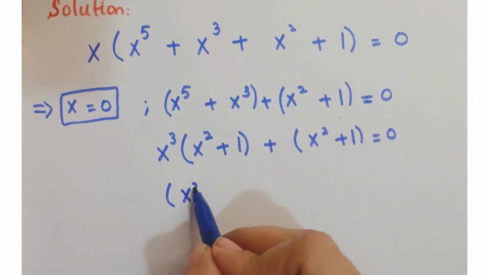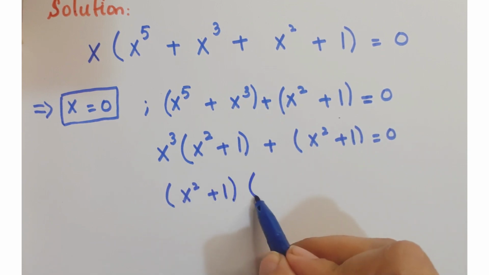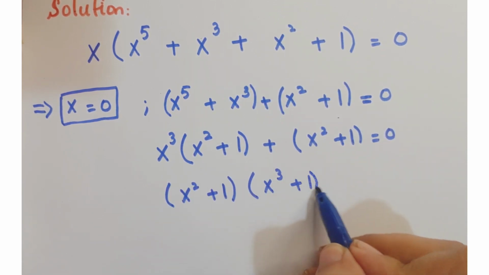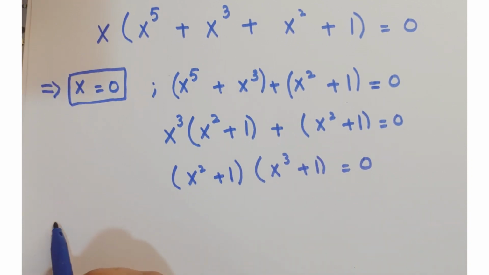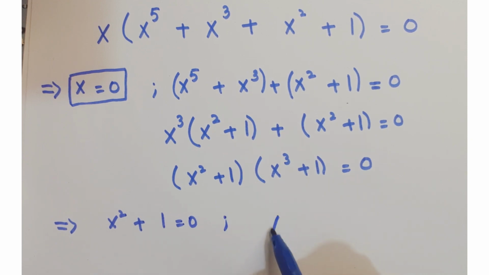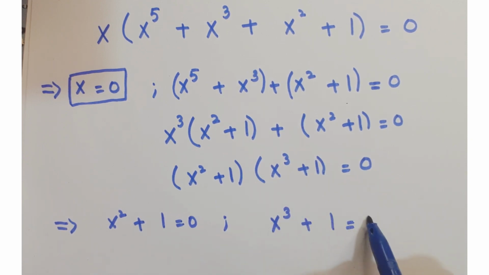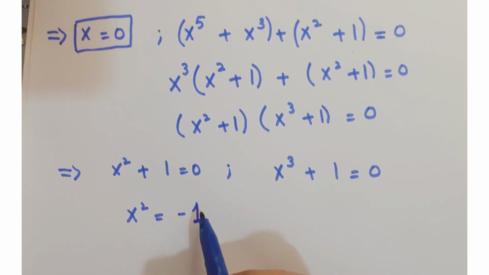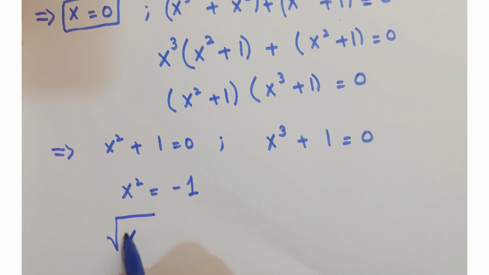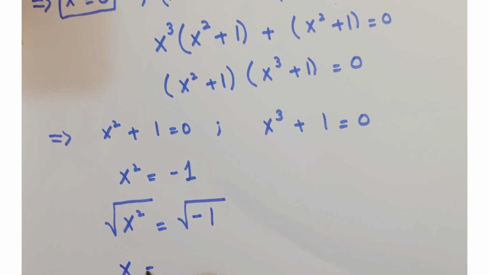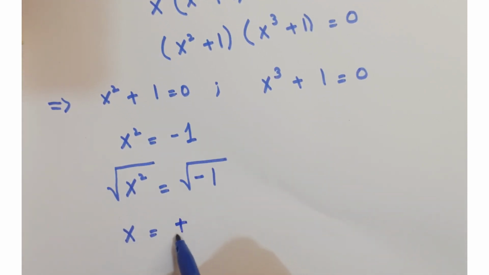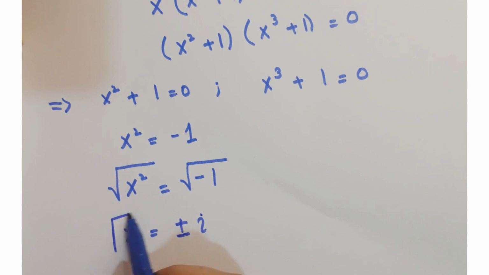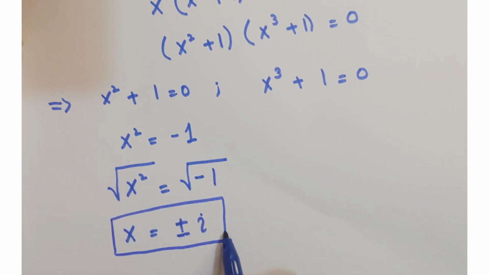Now taking out x square plus 1 common, you are left with x cube plus 1 is equal to 0. Now this implies that x square plus 1 is equal to 0 and x cube plus 1 is equal to 0. Further, x square is equal to minus 1. Now taking root on both sides, you have x is equal to plus minus i. So these are the other two solutions of x.